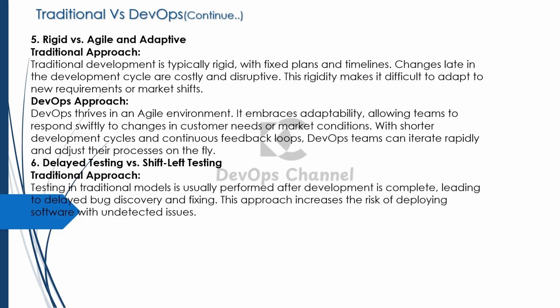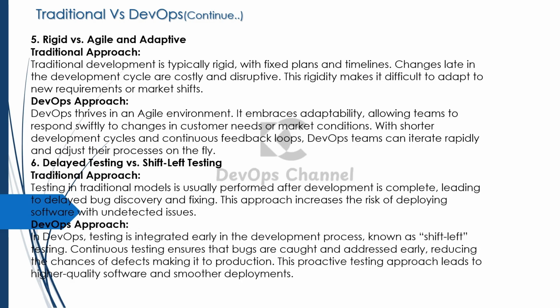The next one is delayed testing. Once all the phases are complete in the waterfall model, it then goes through testing. While in DevOps, testing is integrated early in the development process, known as shift left testing. You must be aware of this term, shift left testing. Continuous testing is the term: whatever the phases, you add the word continuous. This ensures that bugs are caught and addressed early, reducing the chances of a defect making it to production. Hope we are clear with this point. Now let's move on to the next point.